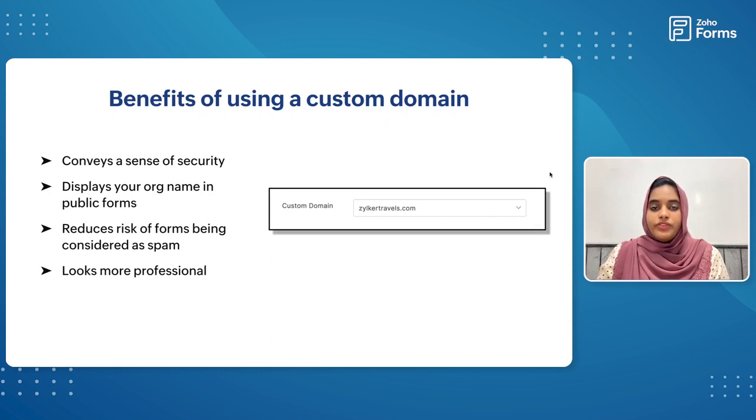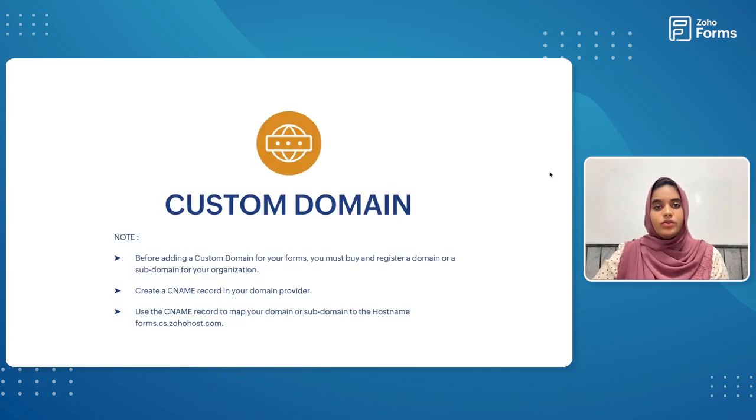So we will briefly now go over how you can add a custom domain to your account and use them in your form URLs as well. But before I go into that, I would like you to please note that before adding a custom domain to your forms, you must buy and register a domain or subdomain for your organization. Create a CNAME record in your domain provider and use the CNAME record to map your domain or subdomain to the hostname forms.cs.zohohost.com.